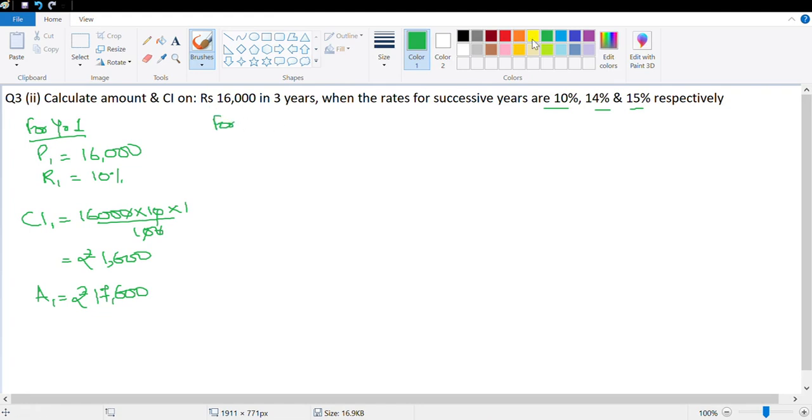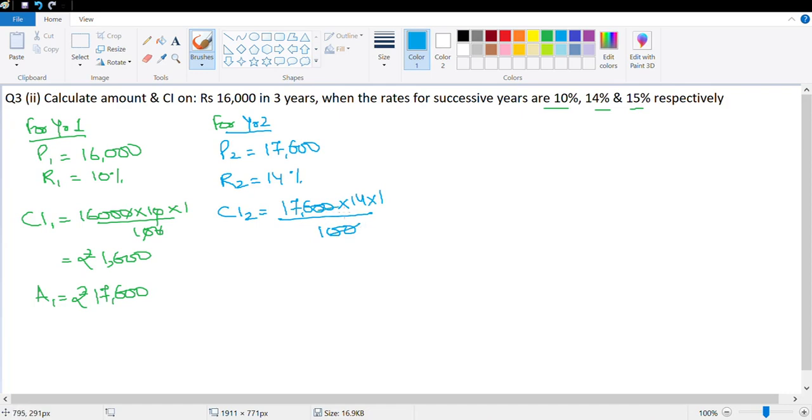Let's do this for year 2. So for year 2, the principal for year 2 is 17,600. The rate for year 2 is given as 14%. Therefore, compound interest for year 2 would be 17,600 into 14 into 1 upon 100. So that's 176 into 14.